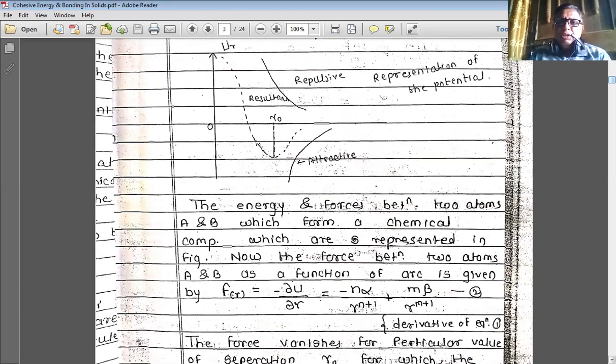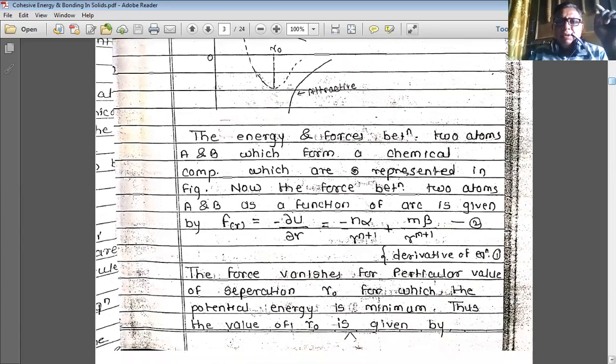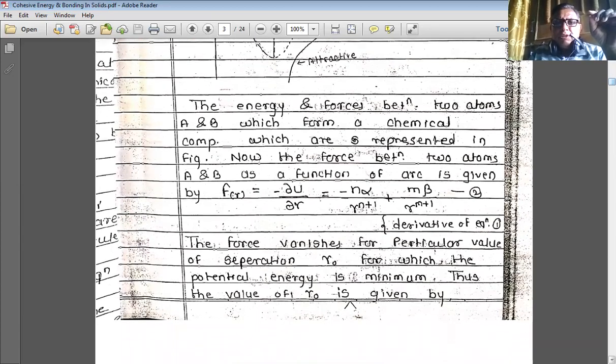Now, the force between two atoms A and B as a function of r is given by F(r) equals minus dU by dr, equals minus n alpha divided by r to the power n plus 1 plus m beta divided by r to the power m plus 1. This is equation number 2. So this is the derivative of the first equation. The force vanishes for a particular value of separation.